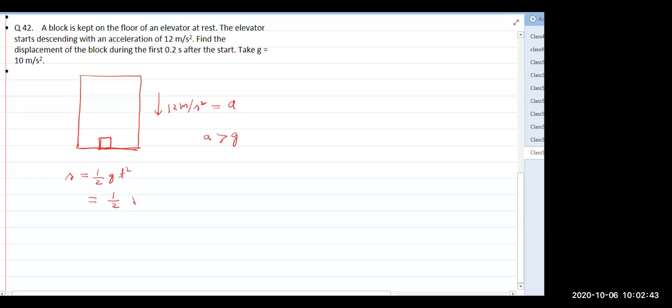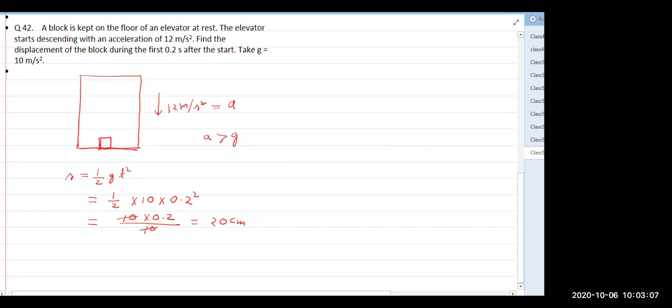Half into g, which is 10, into 0.2 square. So how much will it be? 0.2 into 0.2, and divided by 10. So 20 centimeters. The object will displace by 20 centimeters.